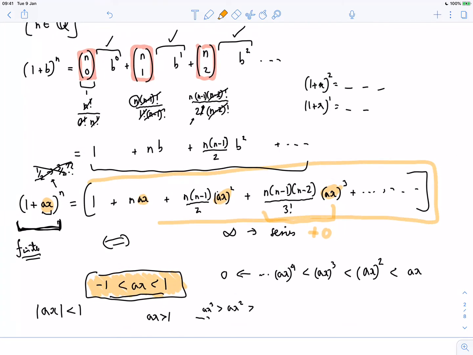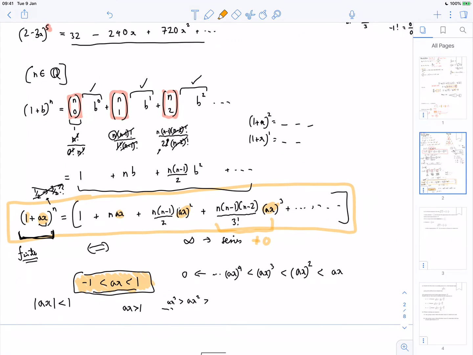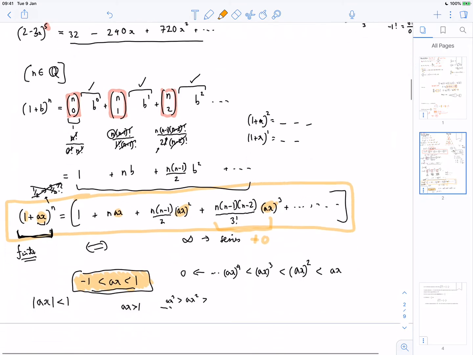Now there's the second caveat here. This only works when there's a 1 in front of it. Okay, so let me go through a couple of examples of what to do if that's not the case, and how to tell when something converges or not.